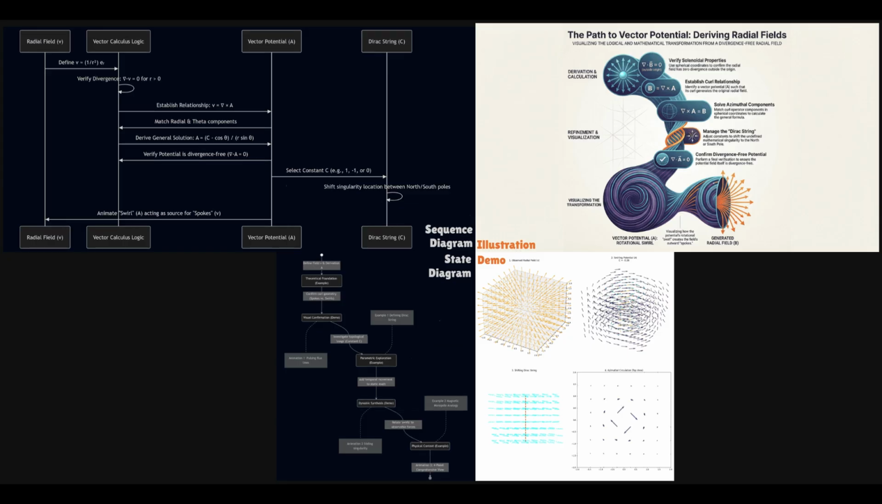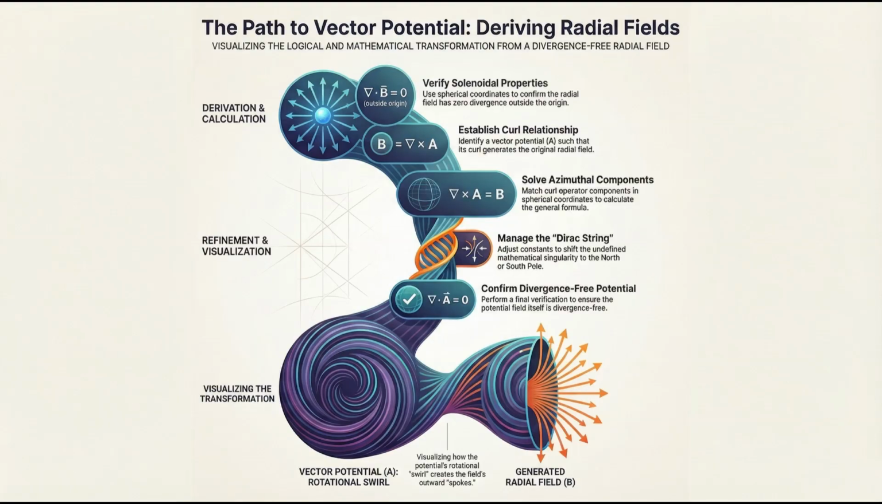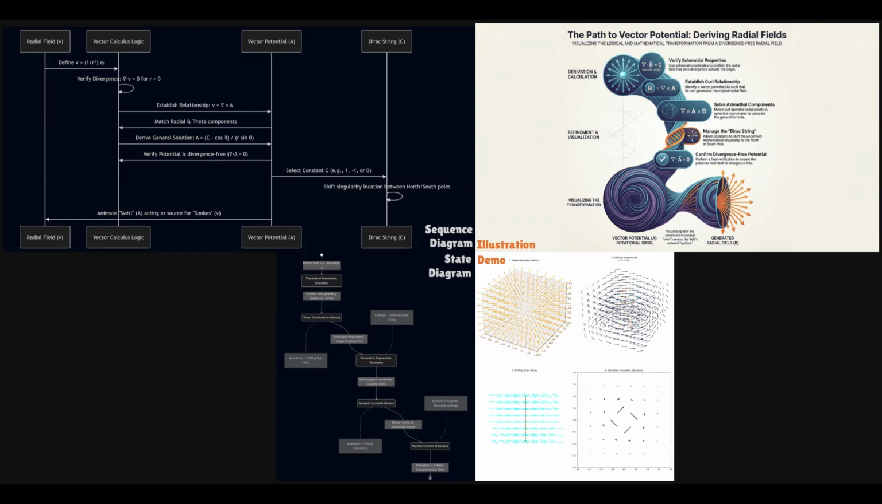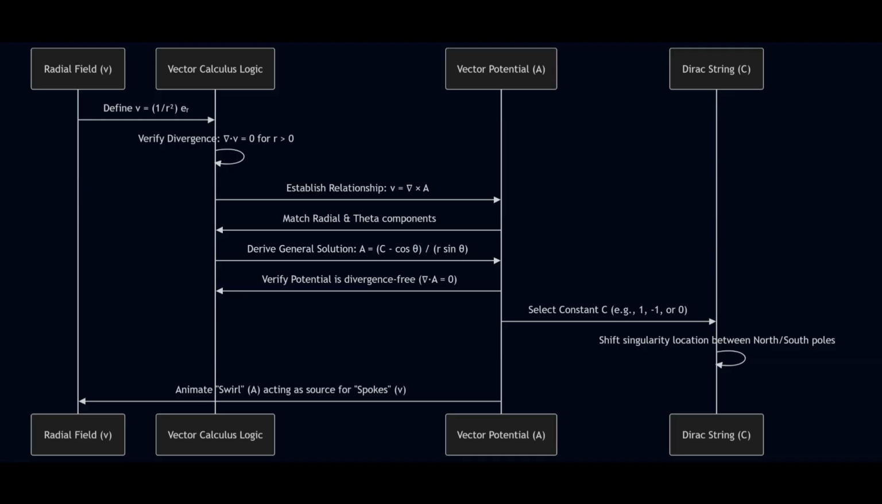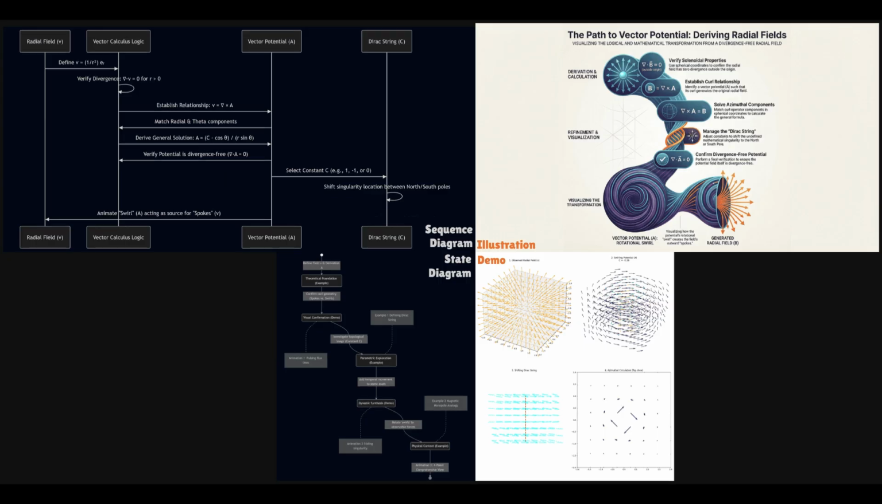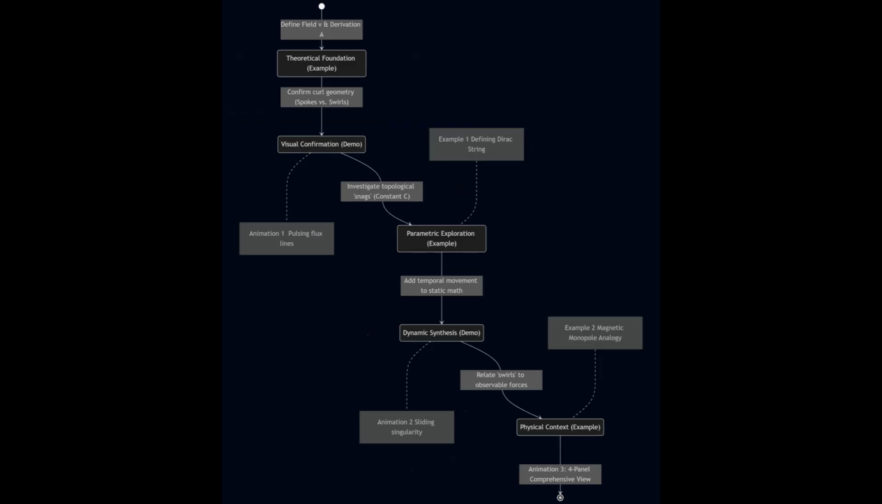The hidden potential, the swirl. It depicts the underlying source as a vortex-like twist or swirl that circles the axis of the spokes. The dynamic duality. This visual comparison highlights a crucial insight. While the physical spokes remain static and unchanging, the underlying swirl and its mathematical seam are dynamic.